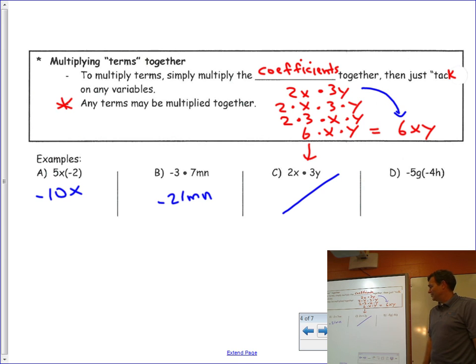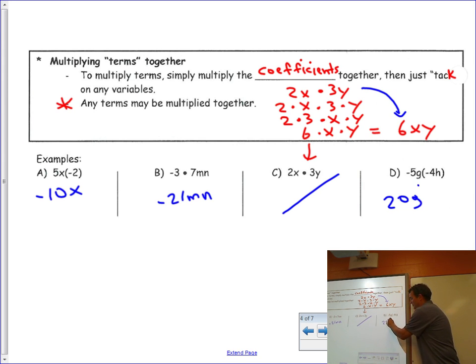And the last one, ooh, look at that. I've got two negative numbers to multiply together, negative 5 and negative 4. That's going to give me a positive 20. And then I've got times g times h. And the best way to write times g times h is just tack them on, 20gh. Hopefully that's not too difficult.